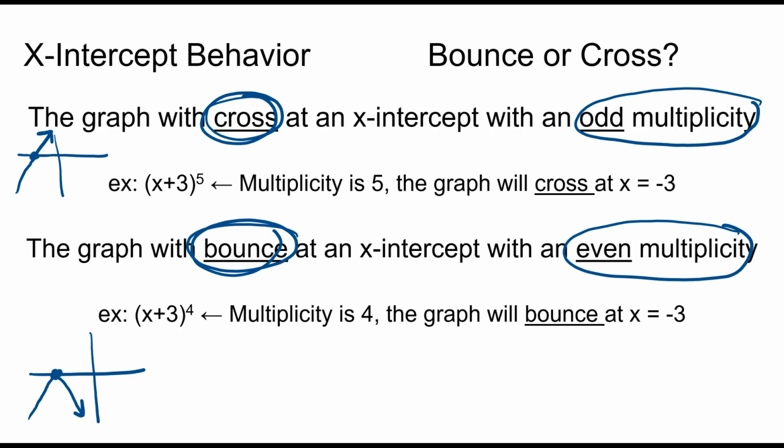So looking at these examples, the multiplicity here is 5. So 5 is odd, which means the graph will cross. Here the multiplicity is 4. That's even, so the graph will bounce.